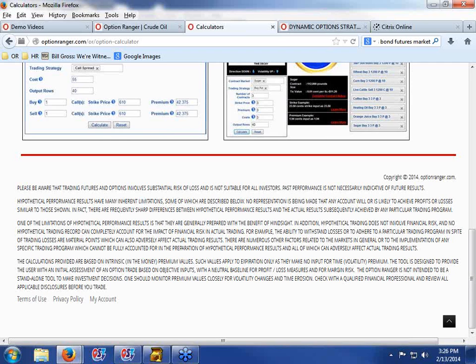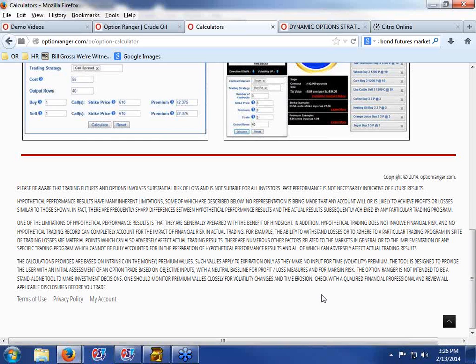I have the full deduction, full wording on the disclosures here, and I do want to make you aware that the Option Ranger calculator is an all markets calculator, so you can model stocks and stock option transactions and combinations.